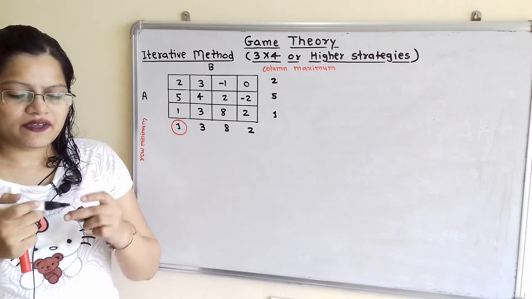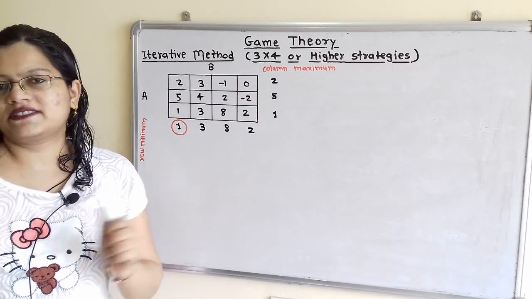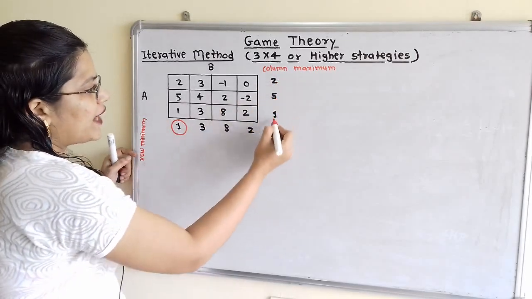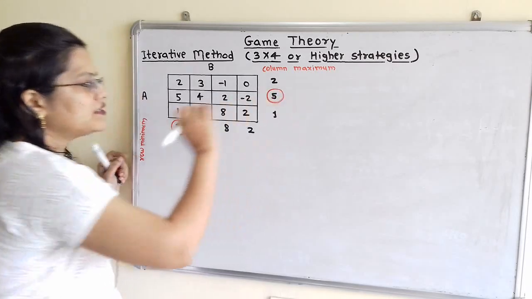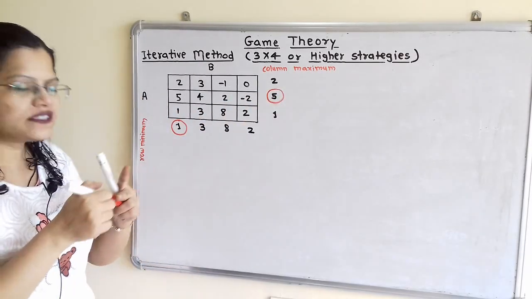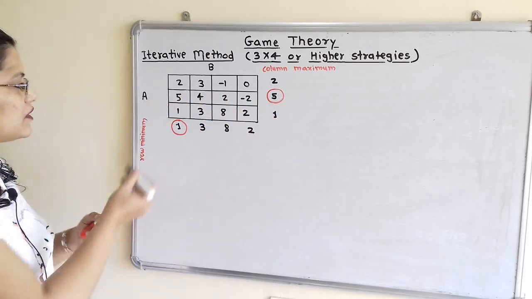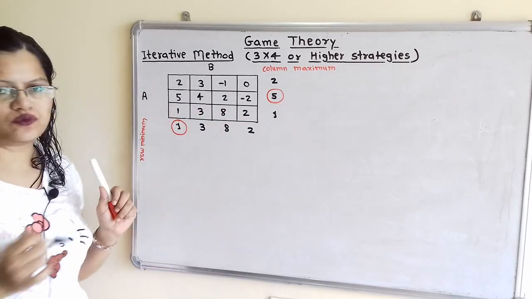Now among all these elements, we have to select the maximum value. In 2, 5, 1, 5 is the maximum, so we will encircle this element. Now what is the row related to this element 5? Here is the row, that is 5, 4, 2, minus 2.